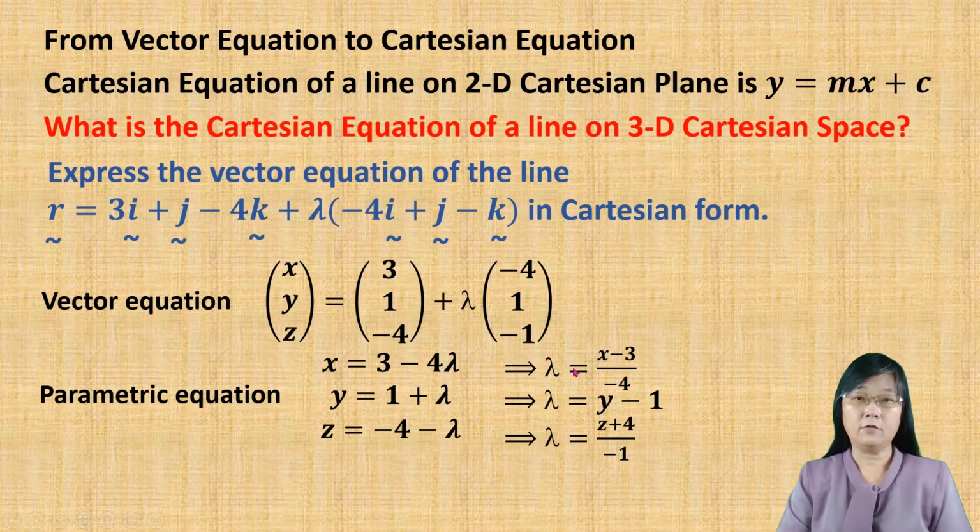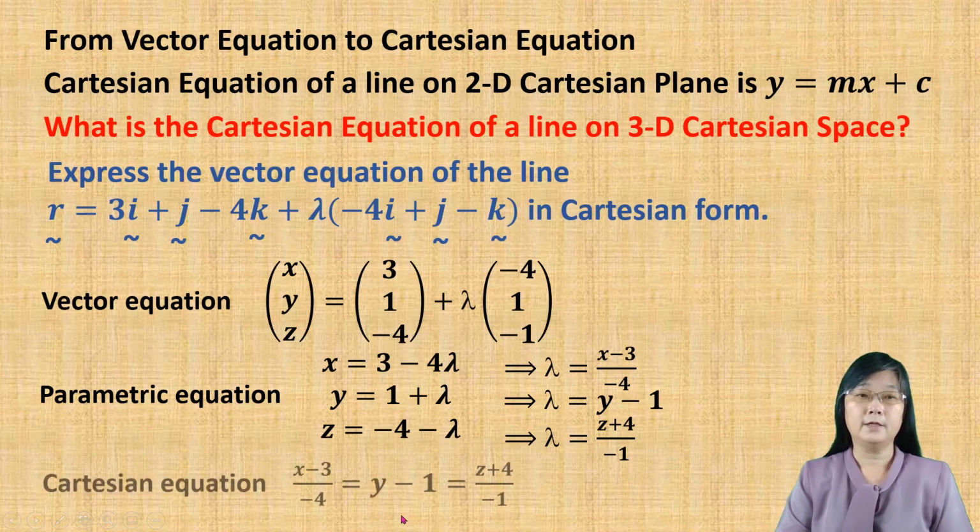Then after that, we can combine all these three equations into one. That is x minus 3 over negative 4 is equal to y minus 1 and also equal to z plus 4 over negative 1. So this is the Cartesian equation of the straight line.